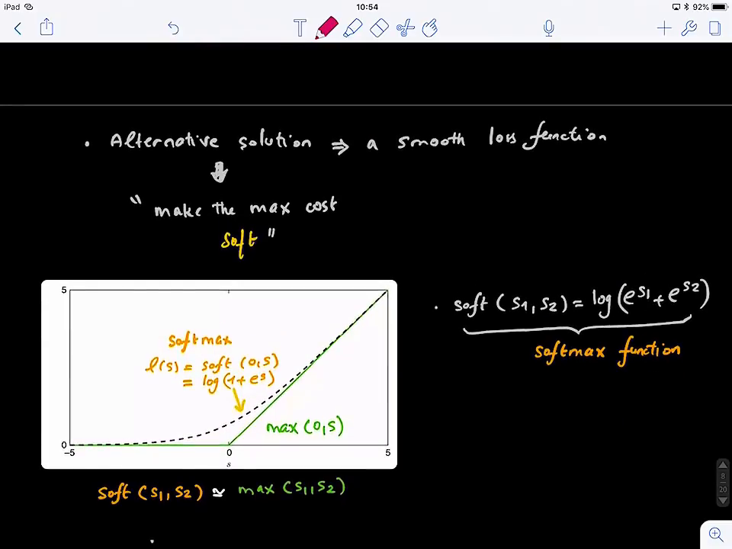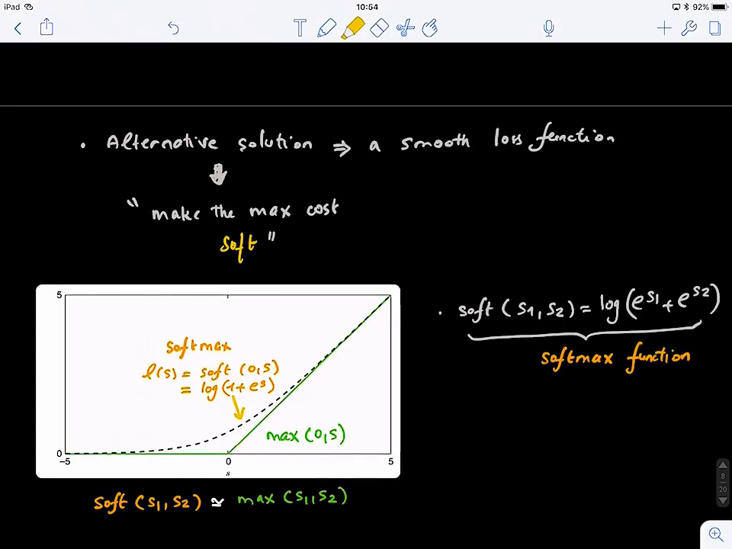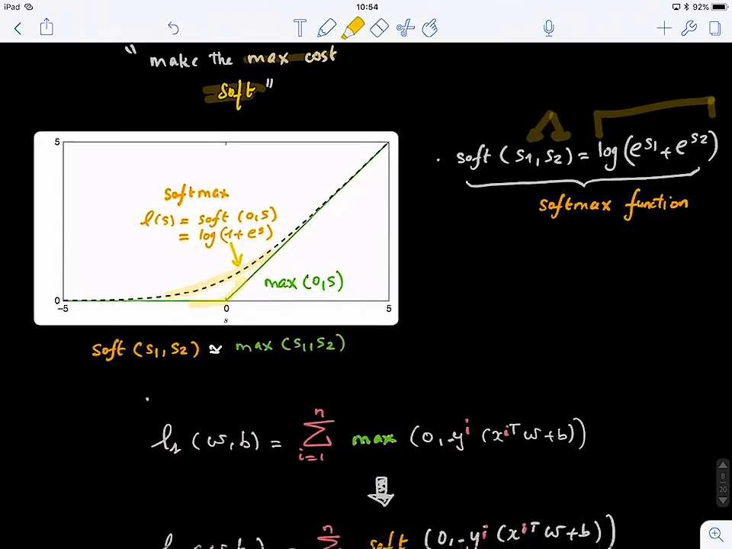This is what we call the softmax solution. Okay, so it's a smooth loss function, and it makes the max cost soft around this area. So it's like softer, right? And here, this is how we define it. So the softmax of two variables S1, S2 is the log of exponential S1 plus exponential S2. And here, we can see that it nicely approximates this function.